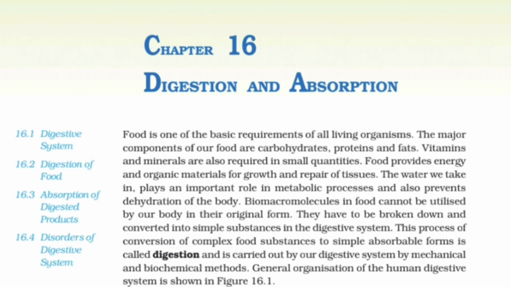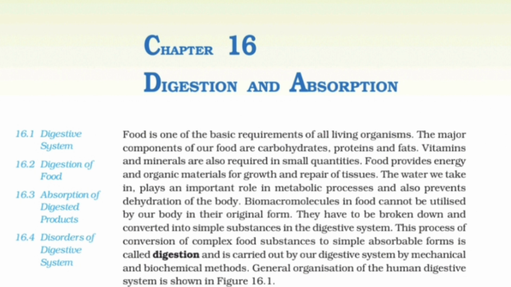Chapter 16, Digestion and Absorption. Food is one of the basic requirements of all living organisms. The major components of our food are carbohydrates, proteins, and fats. Vitamins and minerals are also required in small quantities. Food provides energy and organic materials for growth and repair of tissues. The water we take in plays an important role in metabolic processes and also prevents dehydration of the body.